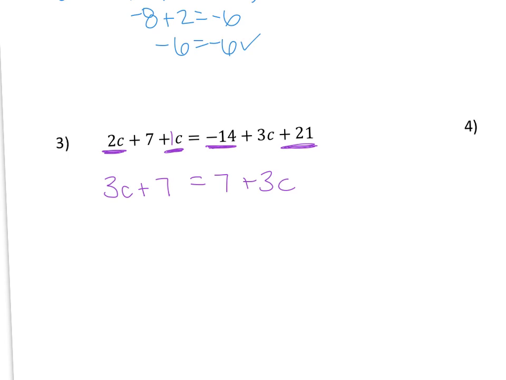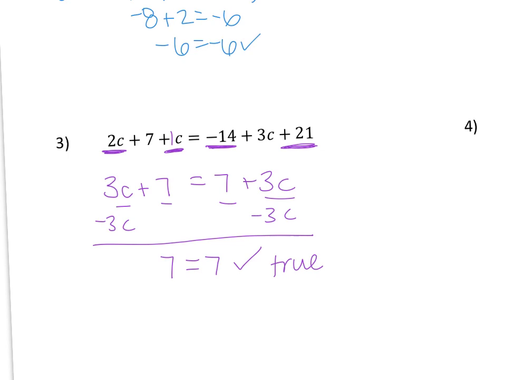And you already notice that those expressions are the same right here. We've got 3c plus 7 is equal to 7 plus 3c. What you can do is subtract your variables just to see that they do cancel out. So we end up getting 7 is equal to 7. That's true. So whenever the variables cancel out like that and the constants do equal each other, we can say that all real numbers are solutions.